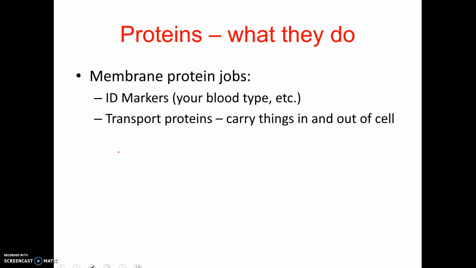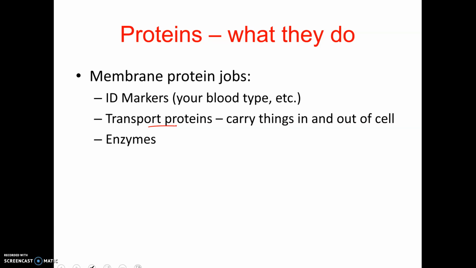Transport proteins. These are going to carry things in and out of the cell, things that can't pass through the phospholipid bilayer, because the phospholipid bilayer is very, very picky. Very few things can pass through that. That's how the membrane can control what gets in and out. And so these transport proteins, you have some that only transport sugar. You have some that specifically transport sodium, etc.